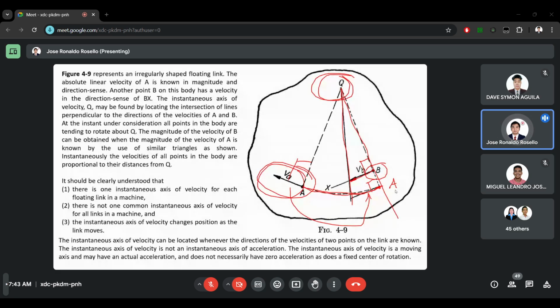For the resolution and composition method, we resolved the vector into two components, then applied the components to the other points, then made another resultant with those components. But for this one, the resolution and instantaneous axis of velocity method, the axis should be the center of movement or the pivot. Then we'll just make similar triangles using the 2 points and using the vector as reference. So I'll make a better example later.